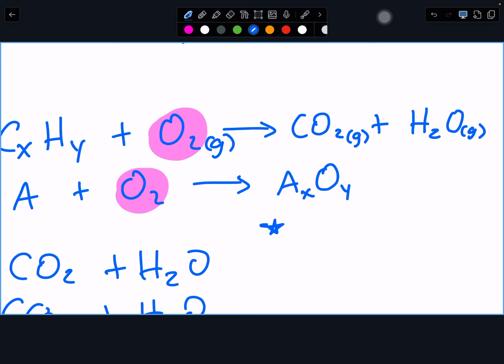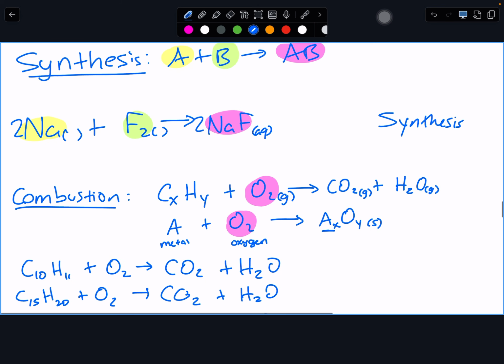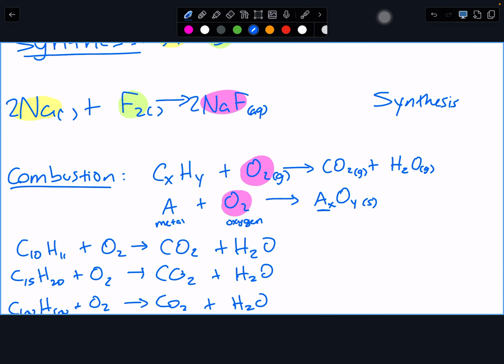If I were to give you a synthesis reaction like this, this is a metal with oxygen. Why? Because you cross the charges to get the formula. All metal oxides are solids. You mean combustion? That's synthesis and combustion. Both. It's combustion because there's an O2 alone, and it's synthesis when it's metal and oxygen. Always.